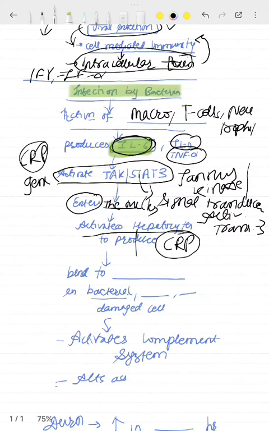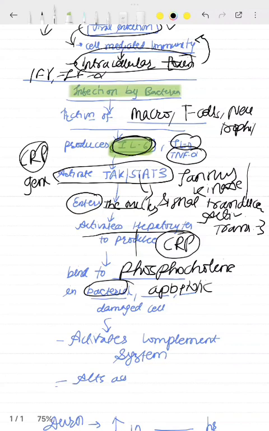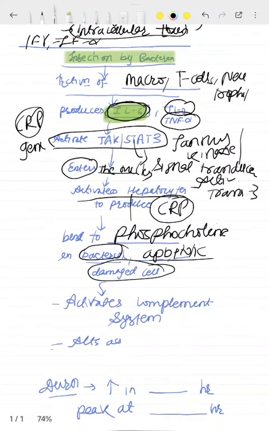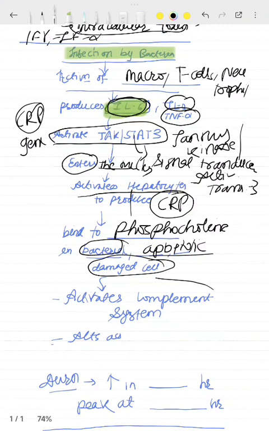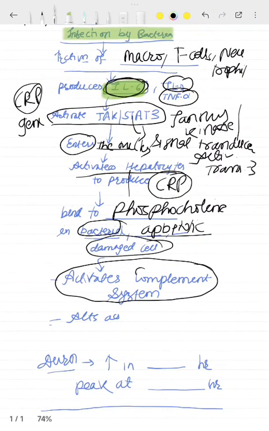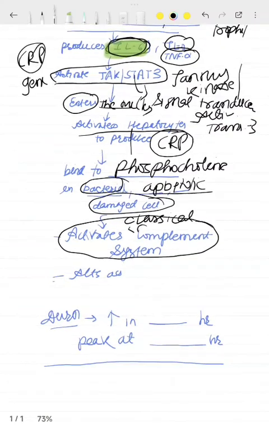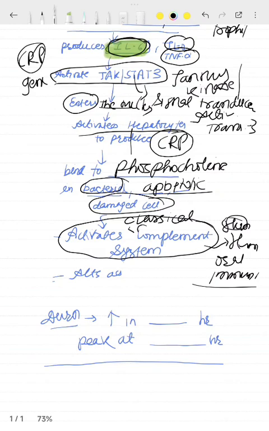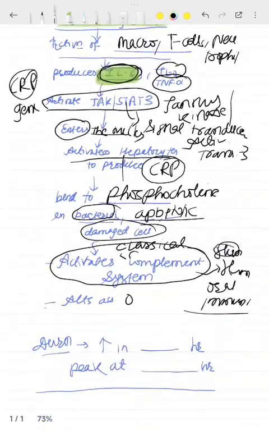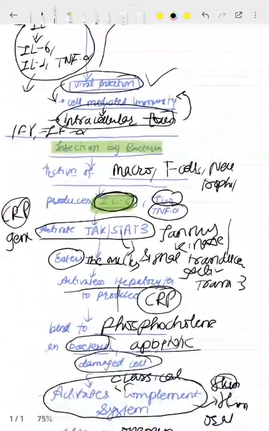And this CRP binds to phosphocholine in the bacterial wall, in apoptotic cells and damaged cells, and when it binds to this phosphocholine, there is activation of the complement system, mainly the classical complement system, and this helps in phagocytosis of this bacteria. It also acts as an opsonin. Okay, this is the function of CRP and this is the mechanism of how it is increased.